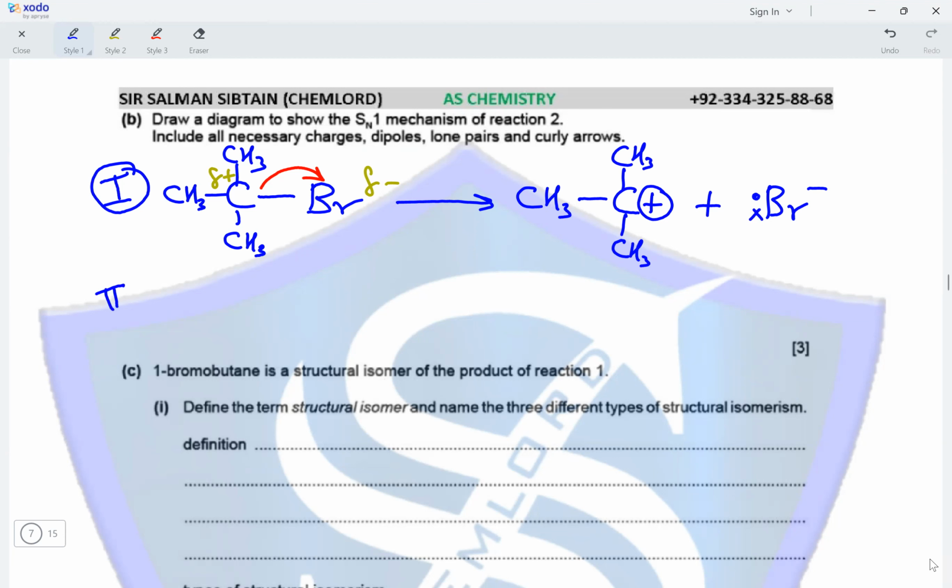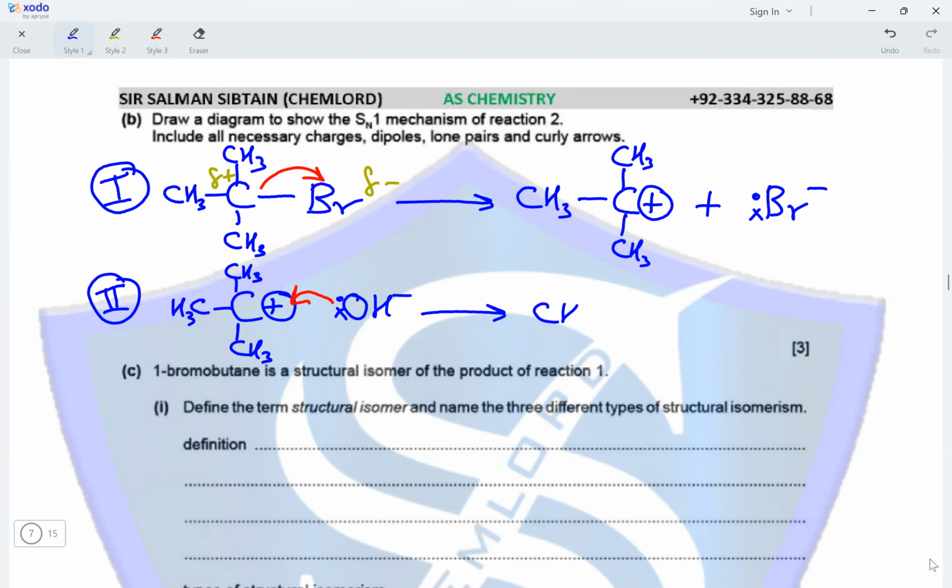In step 2, the carbocation that was produced will be attacked by an OH nucleophile present in the same reaction mixture. The lone pair of electrons on oxygen will be attacking the positively charged carbocation, which would result in the formation of a tertiary alcohol.